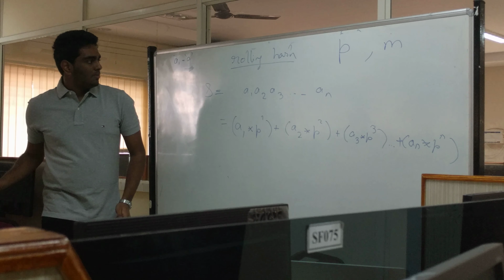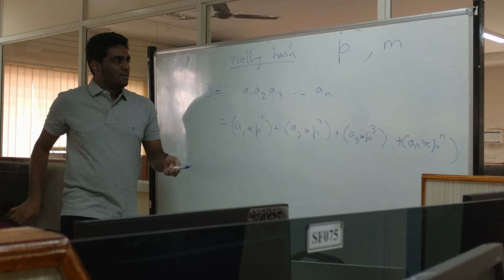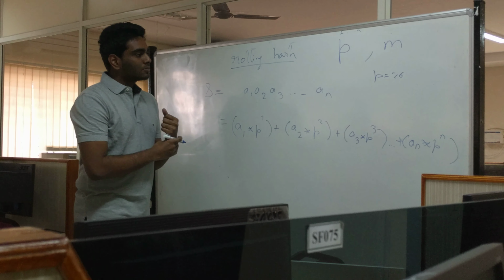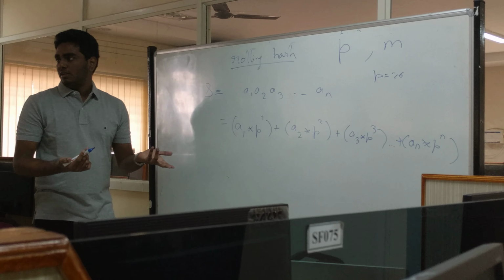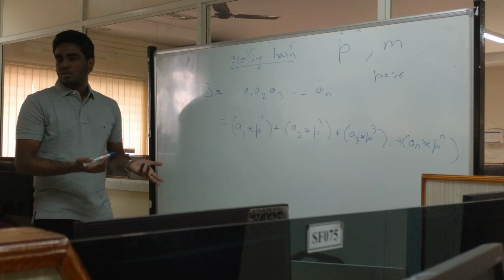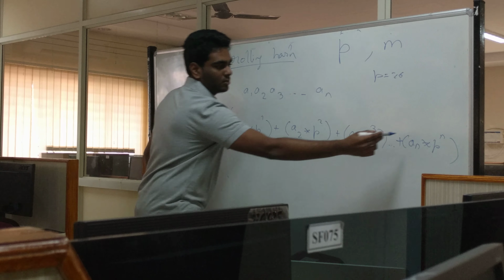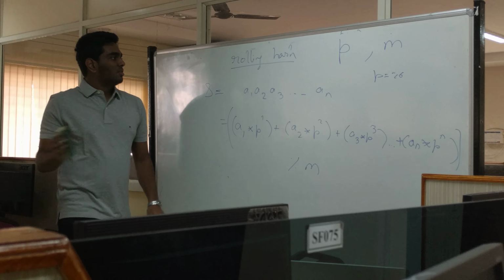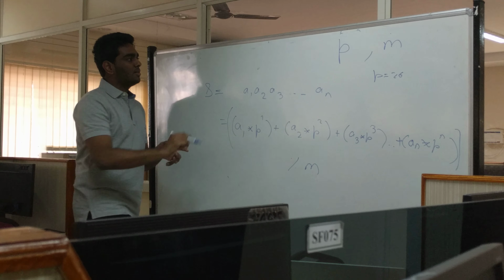But the problem arising from this is, even if I set p as 26, which is the smallest for A to Z, if I have a string of length 13, 26 power 13 is somewhere like 1e18. So there are 10 power 18 different strings of length 13. So the problem is, this function will give you some very large values for even very small strings. So what we do is we take the whole thing mod m.